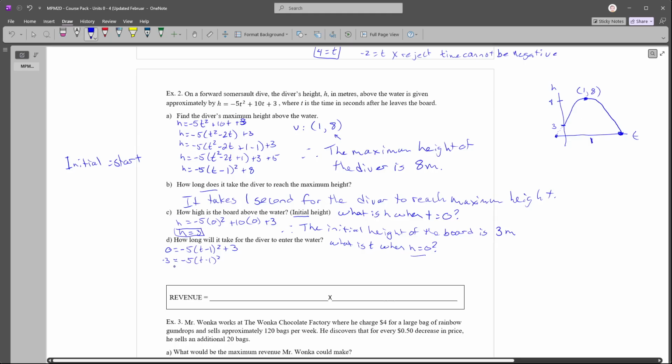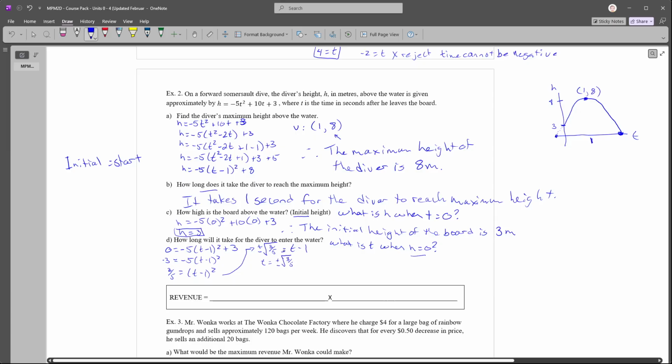And now we got to get rid of this negative 5. So we got to divide both sides by negative 5. So that means we're at 3 over 5 equals t minus 1 squared. Uh-oh. That doesn't mean we're done. We got to get rid of the square. That means that we need to take the square root of both sides. Remember, when we do this, we are going to get both the positive and negative version of this. So we have positive and negative the square root of 3 over 5 is equal to t minus 1. So that means that t is equal to positive or negative the square root of 3 over 5.